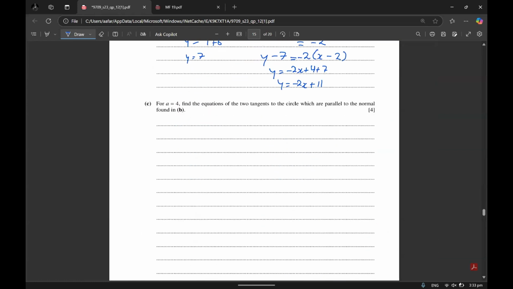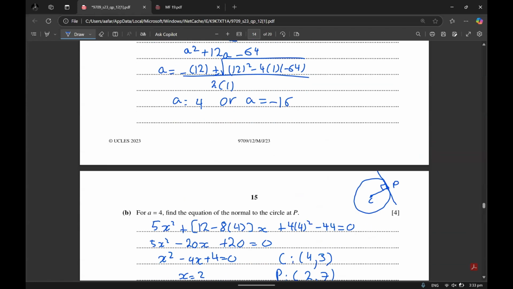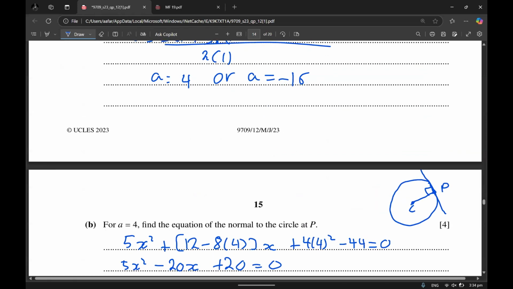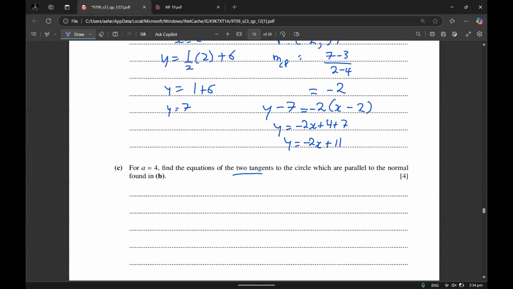So for part C, for a is equal to 4, find the equations of the two tangents to the circle which are parallel to the normal found in B. So this normal, and two tangents to the circle that are parallel to this line. They will be tangent over here and tangent over here. And we need to find their equations.